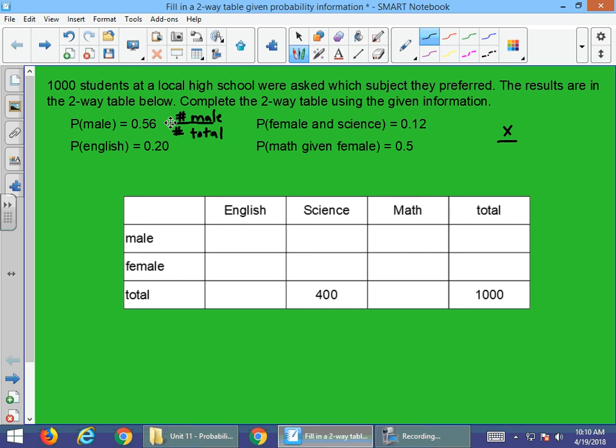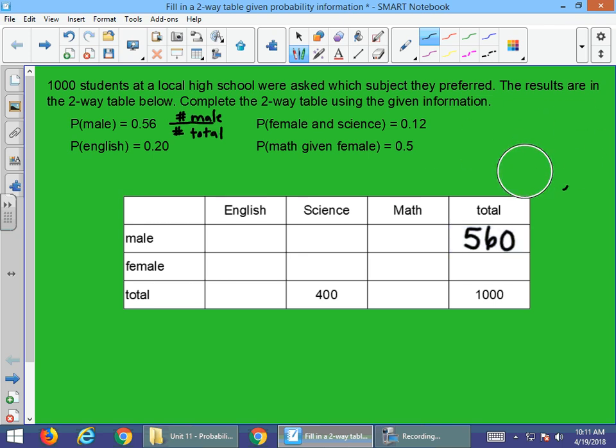And if I look at my table, I can look at the bottom row. Bottom row is totals. And the total number of students is 1,000. So X divided by 1,000 has to equal 0.56. I only know from Algebra 1 to solve this, multiply both sides by 1,000. And if I take 0.56 times 1,000, I get 560 males. 560. That's the number of males in total. So 560 goes in here for the total number of males.